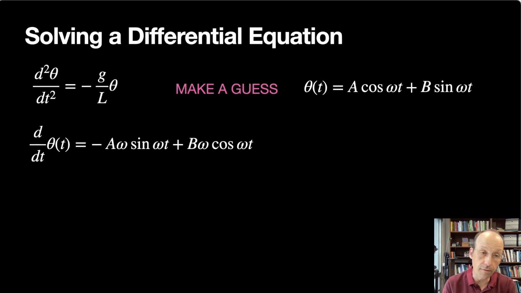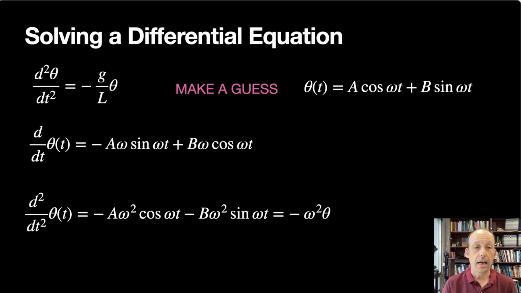Now I need to take the second derivative, and I get another omega, and the other term gets a negative sign. So I get negative a omega squared cosine omega t and negative b omega squared sine omega t. That's just negative omega squared times theta. It doesn't matter what a and b are. And if I look at the differential equation, then omega squared would have to be g over L. So omega is the square root of g over L.